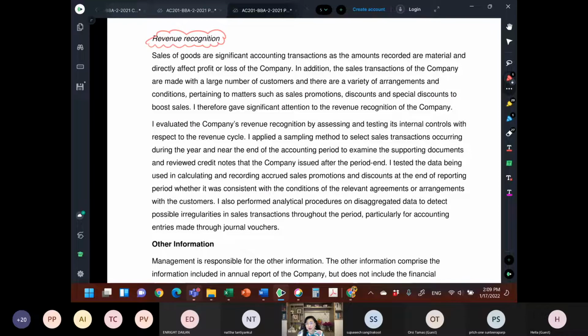Why does the auditor raise the revenue recognition? It is because there's sales promotion, discount, or a special discount, especially in wholesale business, right, that the company has given to the major customers to boost up the sales. And these issues may complicate the calculation of the revenues. So that's why they list out the revenue recognition as one of the key audit matters.